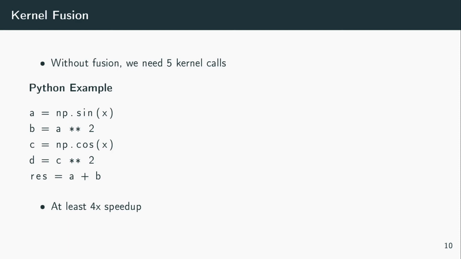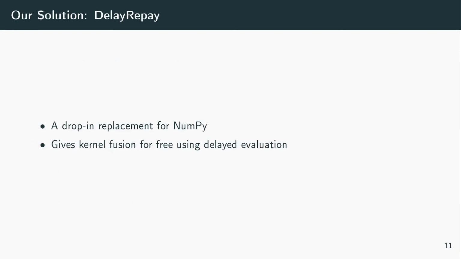And we could hopefully get at least a 4 times speedup on that computation by fusing these kernels together. So our solution to the performance gap is DelayRepay. DelayRepay is a drop-in replacement for NumPy, which improves performance over existing solutions for free using delayed evaluation and kernel fusion.